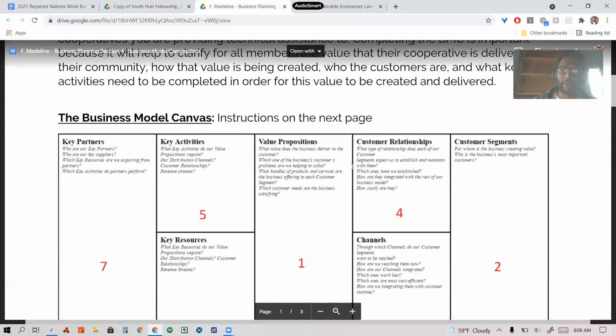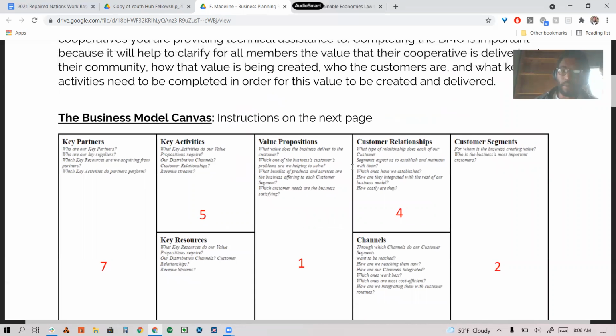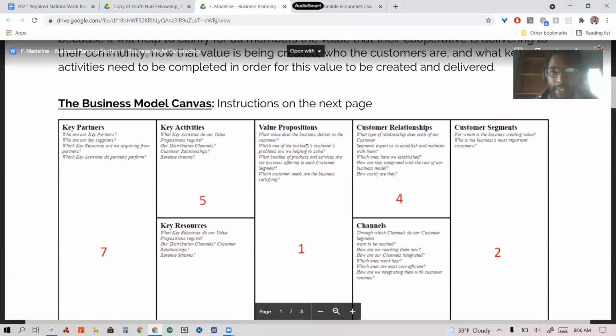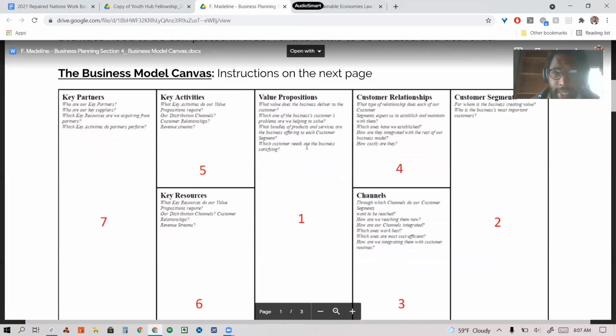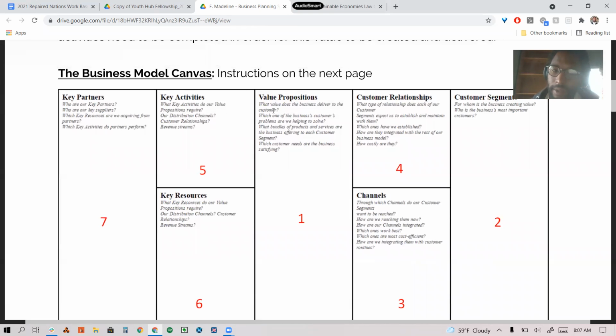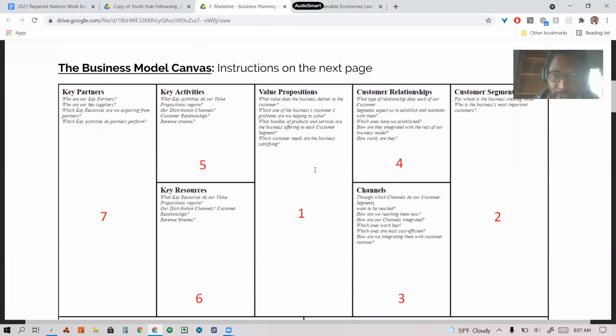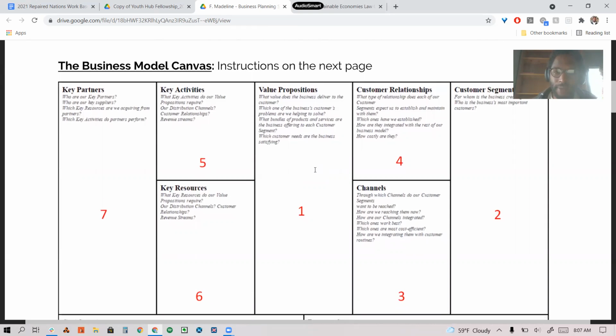When you're doing these, we have a template for you. It'll also have these questions inside the boxes already, asking: what's the value that your business delivers to the customers? Which of the customers' problems are we solving? What bundles of products or services are we offering to each customer segment? And which customer needs is the business satisfying?